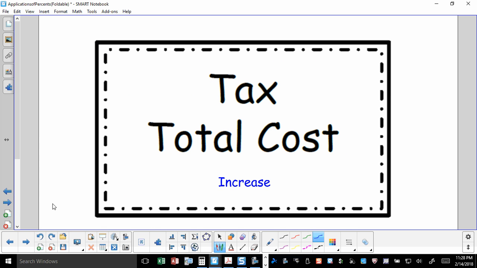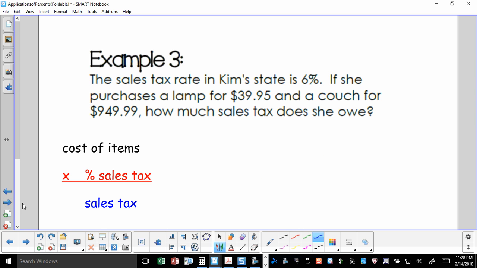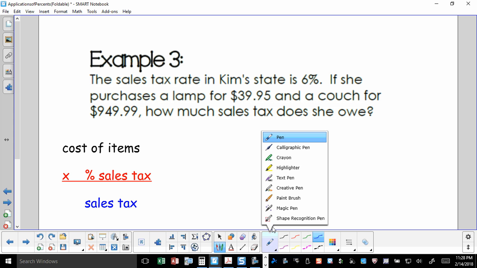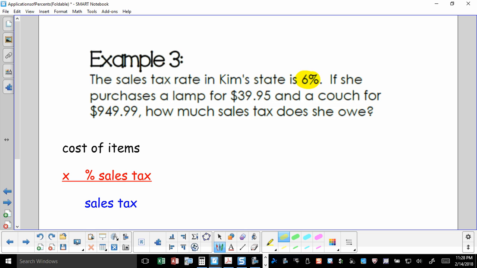Now let's look at some tax and total cost problems. When we're talking about tax problems, we're going to increase the money. The sales tax rate in Kim's state is 6%. If she purchases a lamp for $39.95 and a couch for $949.99, how much sales tax does she pay? So she's got a 6% tax. She bought something for $39.95 and $949.99, and they want to know just the sales tax.